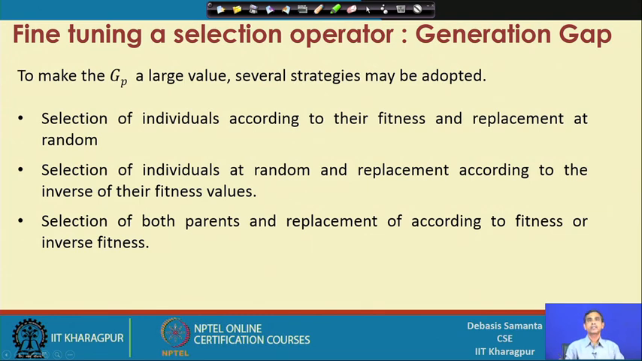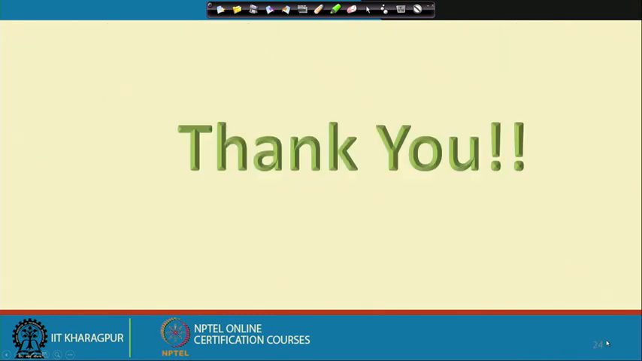Okay, we have considered the different selection strategies here, and the next topic that we are going to discuss is another GA operator, called the crossover operation.